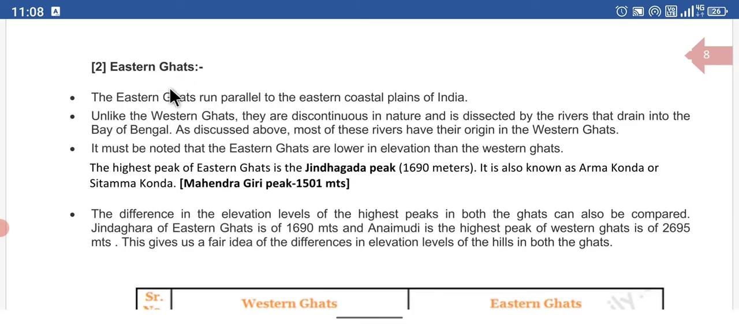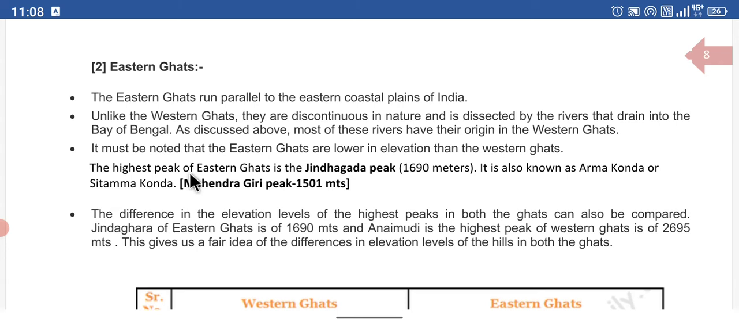Now the Eastern Ghats. The Eastern Ghats run parallel to the eastern coastal plains of India. Unlike the Western Ghats, they are discontinuous in nature and dissected by the rivers that drain into the Bay of Bengal. As discussed above, most of these rivers have their origin in the Western Ghat. It must be noted that Eastern Ghats are lower in elevation than the Western Ghat. It means the height of Eastern Ghat is lower than the Western Ghat.